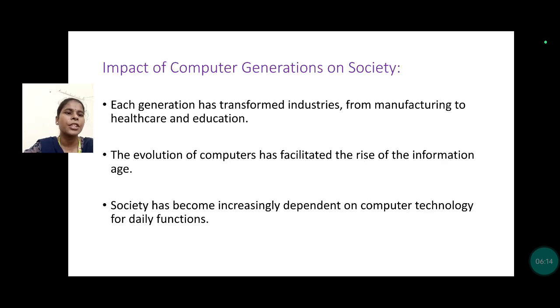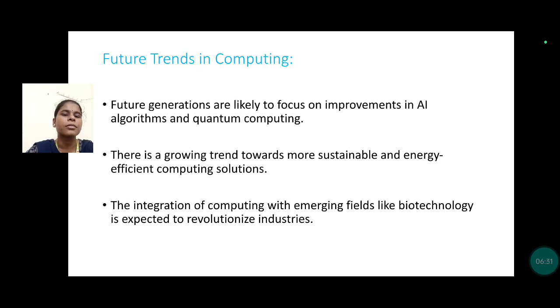Impact of computer generations on society. Each generation has transformed industries from manufacturing to healthcare and education. The evolution of computers has facilitated the rise of the information age. Society has become increasingly dependent on computer technology for daily functions.